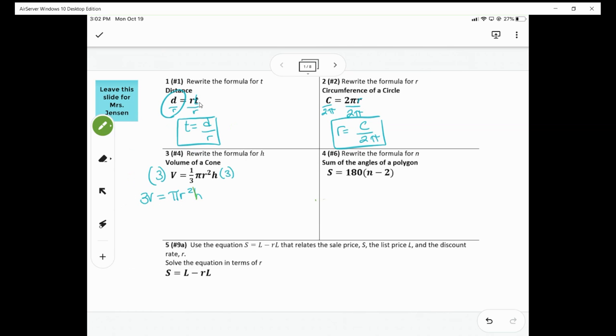Now remember, we're solving for h. So right now, we want to ask ourselves, what's being done to h? Well, h is being multiplied by pi r squared. So we want to divide by pi r squared. And there it is. h equals 3v divided by pi r squared.